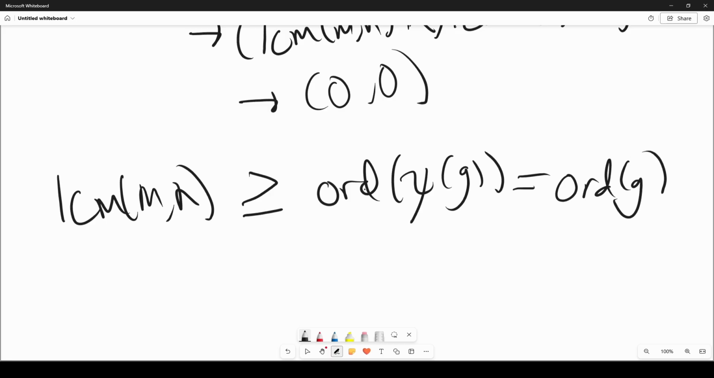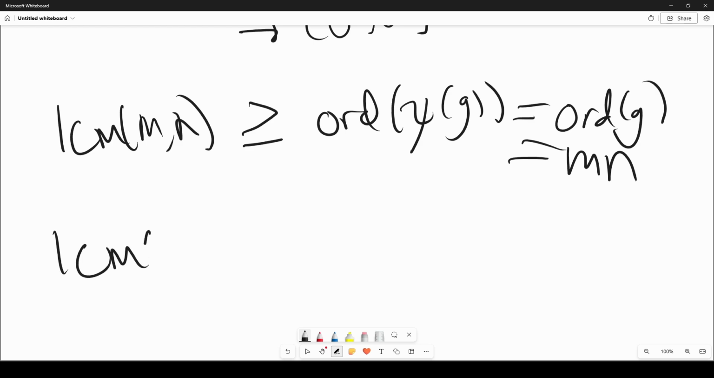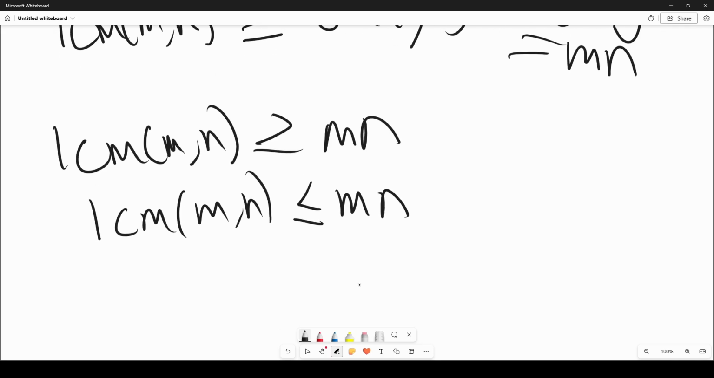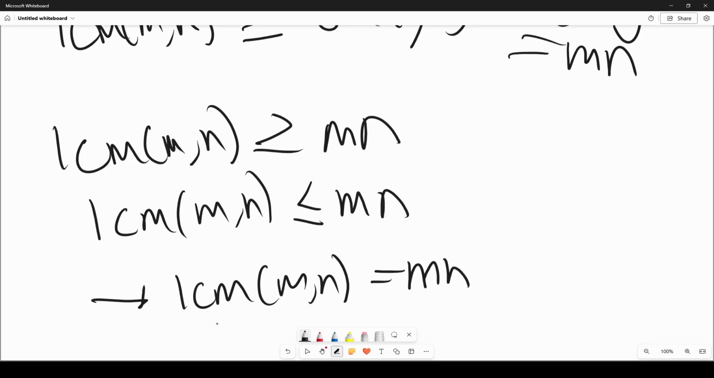This is a property we proved when talking about isomorphisms and homomorphisms. And the order of g is equal to m times n. So we get that the LCM of m and n is greater than or equal to mn. But if you remember, we discussed before that by the definition of LCM, it has to also be less than or equal to m times n. But you might realize that this then implies exactly what we want, which is that the LCM is equal to m times n, which implies that m and n are relatively prime.